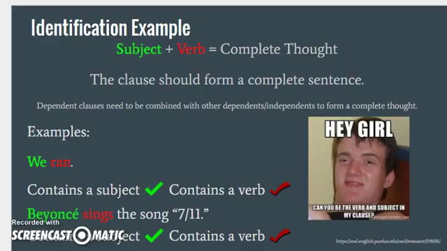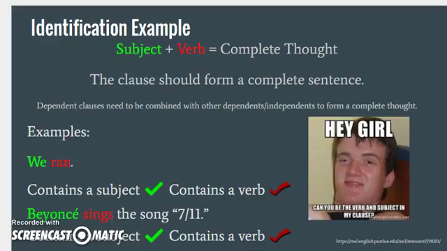Independent clauses are flame because they are independent, or they can stand alone. To classify an independent clause, there must be first a subject and then a preceding verb. An independent clause can make up a sentence as simple as "we ran," with "we" being the subject and "ran" being the verb. In the next example, "Beyonce sings the song 7-Eleven."